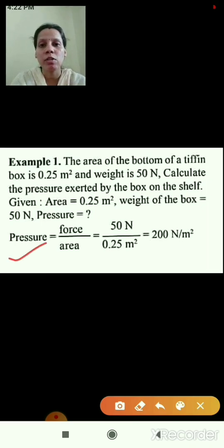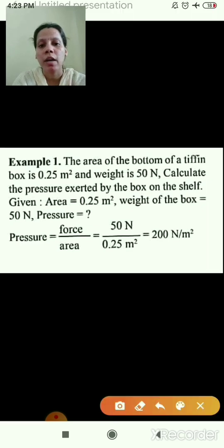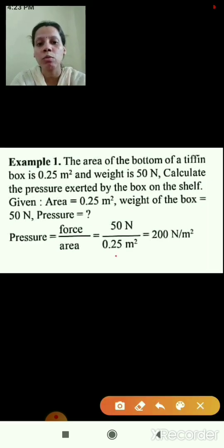Then you will put the values. What is force here? That is 50. So you will write 50 upon area, 0.25 meter square. Yes, 50 divided by 0.25. After the decimal point there are two digits, so you will put two zeros. So 50 you can divide by 25. 25 ones are 25, 25 twos are 50. And you will put here two zeros.